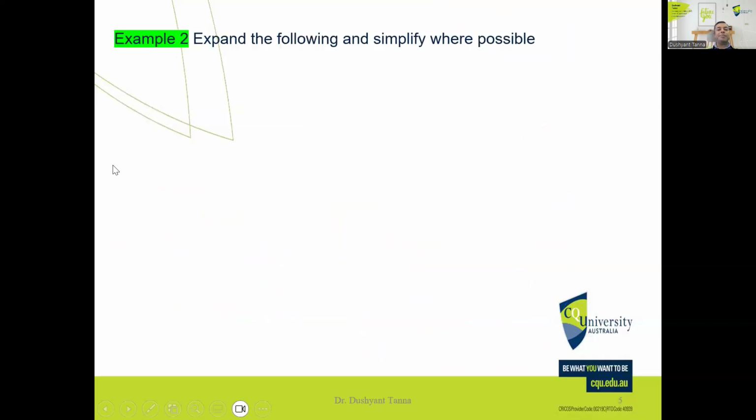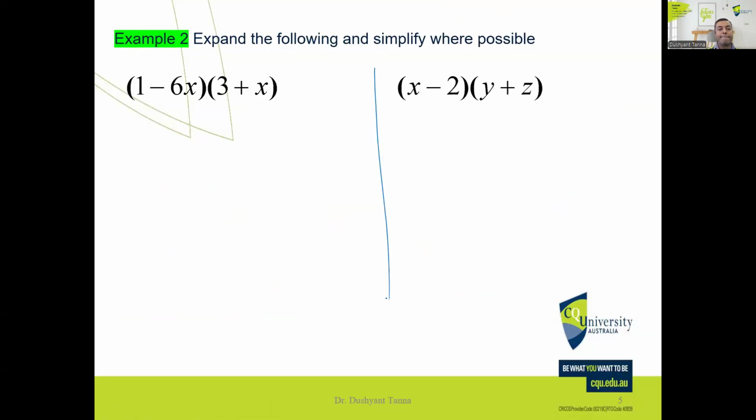Right. Example 2. Expand the following and simplify where possible. Please give it a go. I'll do it at the same time as you.